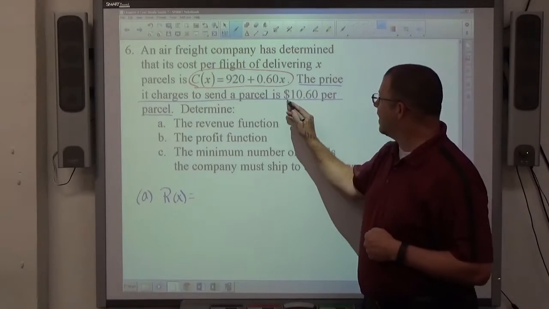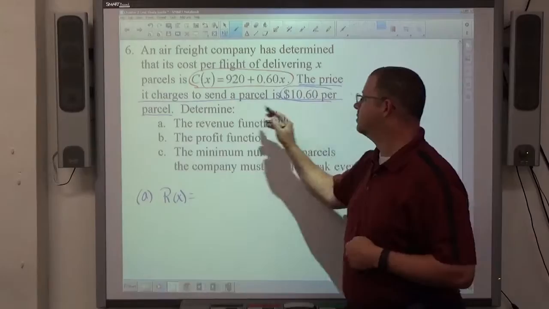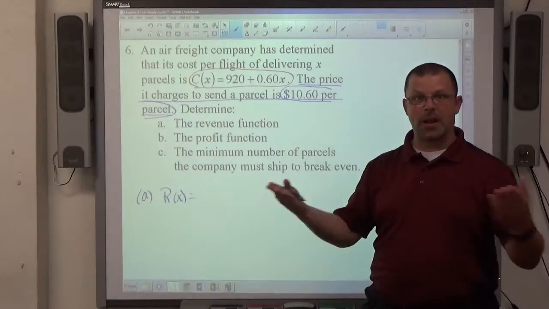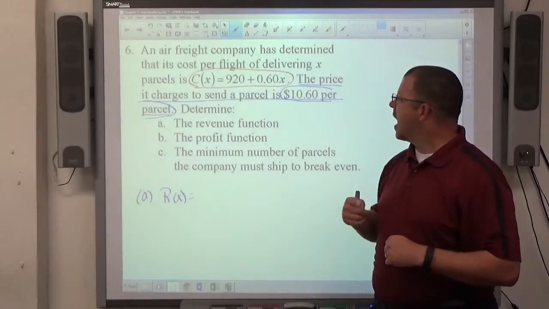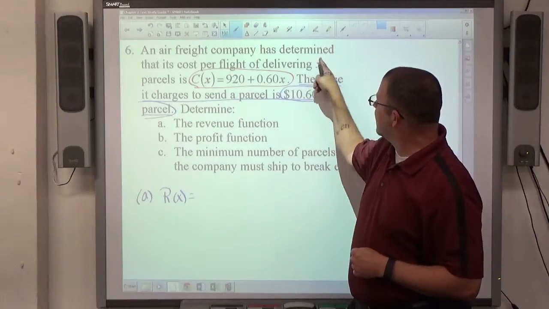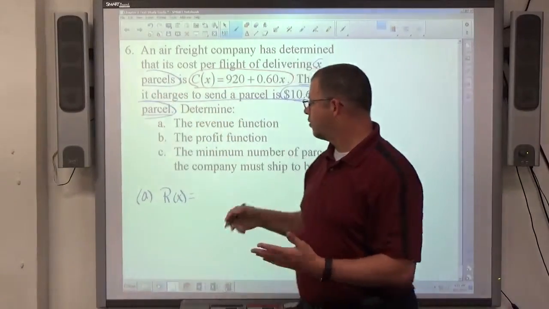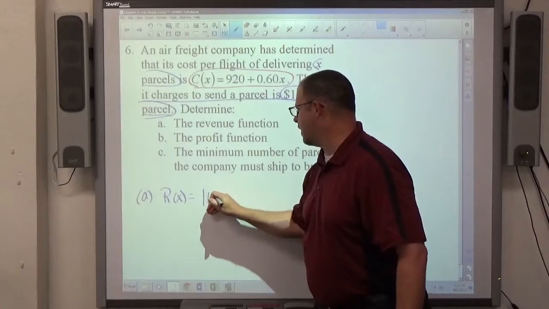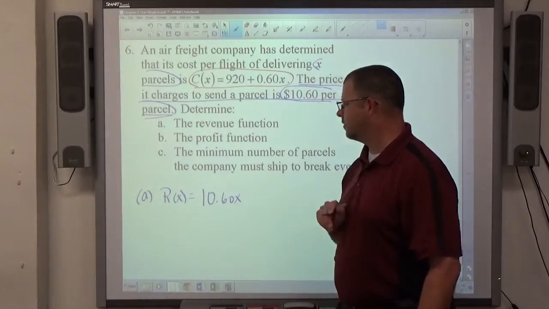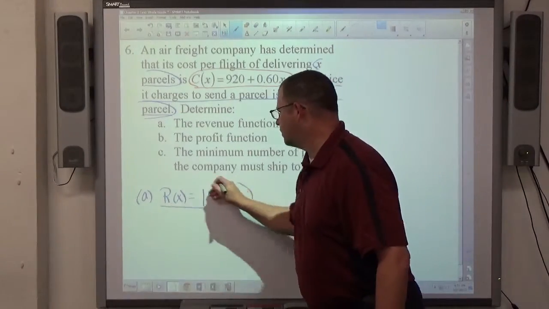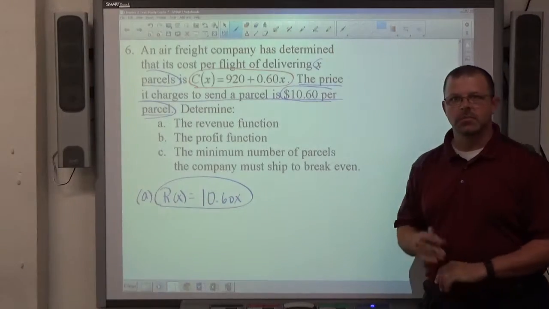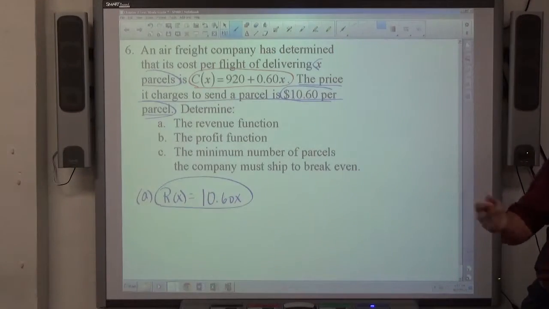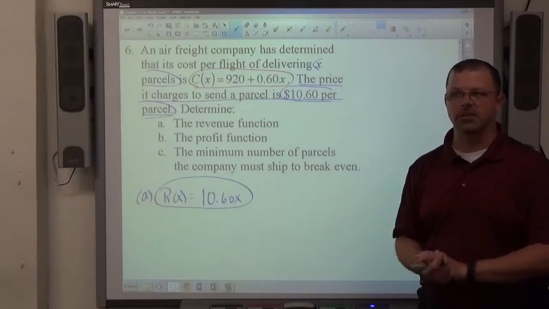Okay, we're charging $10.60 per item. That's the price of one item. And we're going to be delivering X of them. So the revenue function in this problem is going to be $10.60 X. That's how you make a revenue function every single time. Price of one times how many we're going to send. Typically we're going to be sending X things.